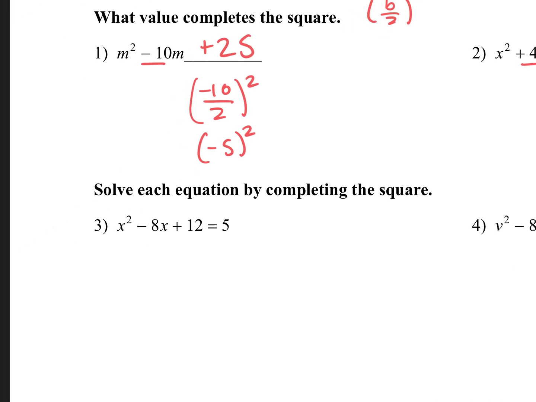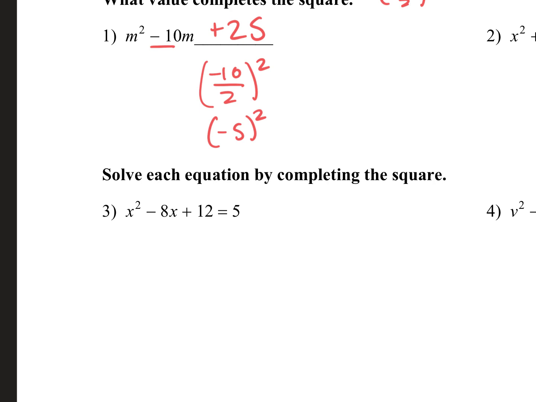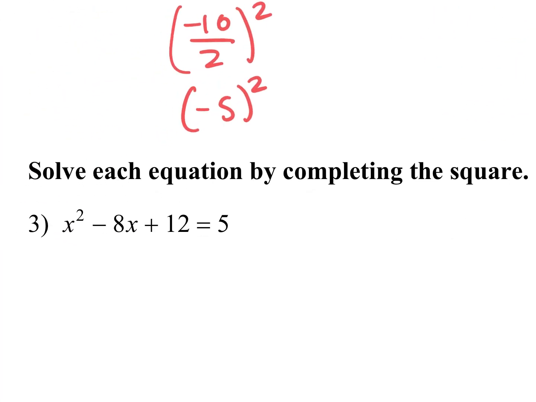All right, number 3. So solve each equation by completing the square. So what's our formula we use for completing the square? Not that one. That one's quadratic formula. For completing the square, we still use b over 2 squared. And then remember, we want our x's on one side, so it'll be x squared plus x, and equal to the number on the other side. So we need that space there.